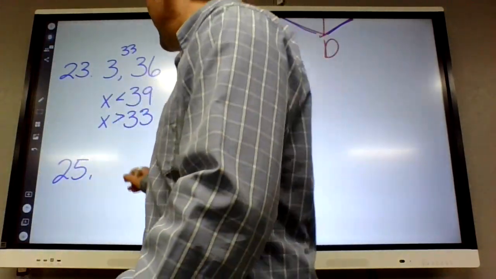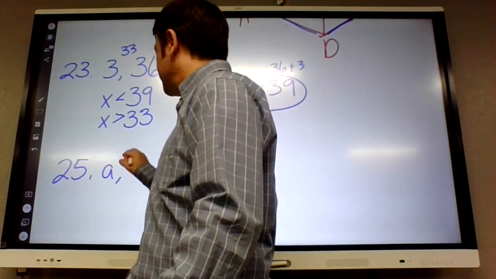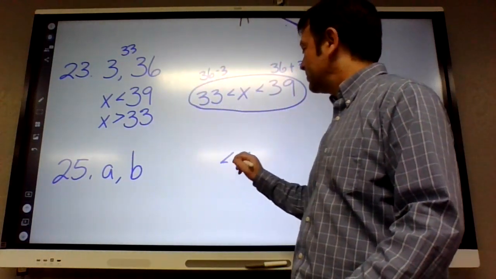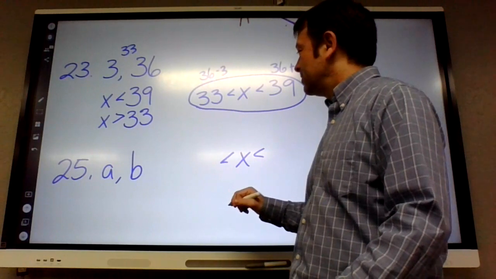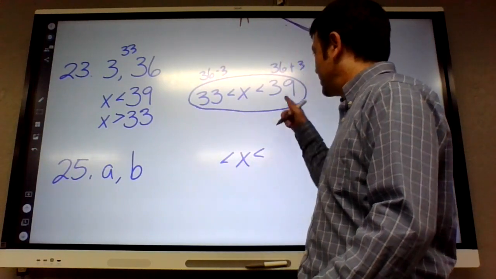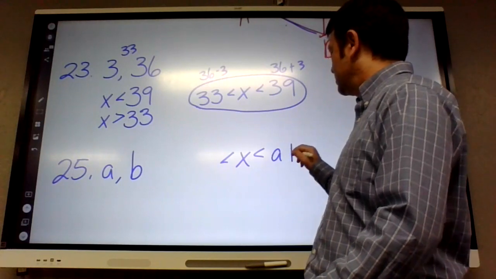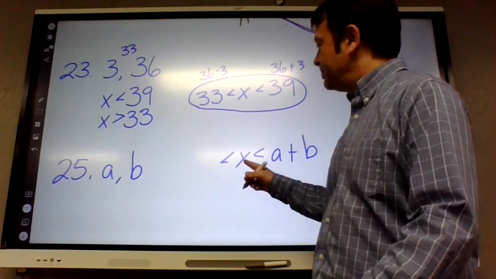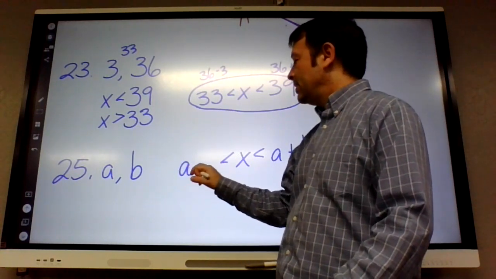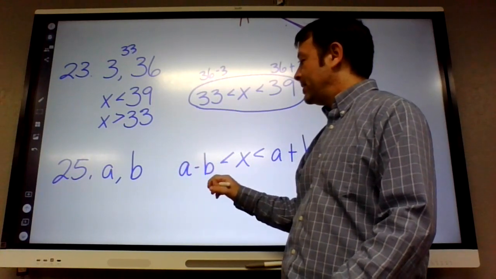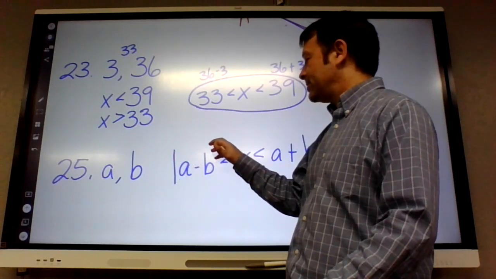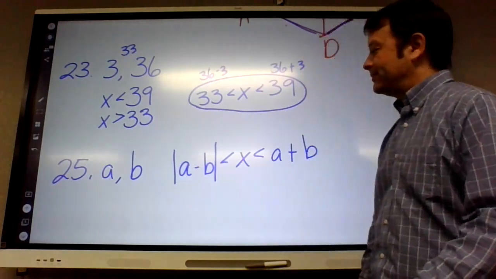Okay, 25, we got A and a B. X is greater than, or less than A plus B. Okay, it's gotta be less than the sum, but it's gotta be greater than the difference. Here's the thing though, how do I know which is bigger, A or B? You don't. So to make sure it comes out positive, you can put absolute values right there.